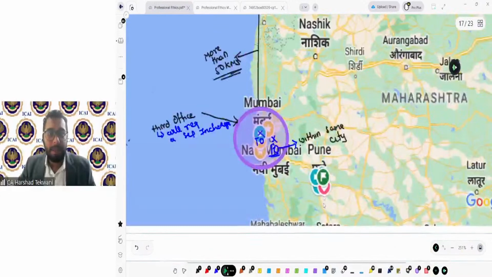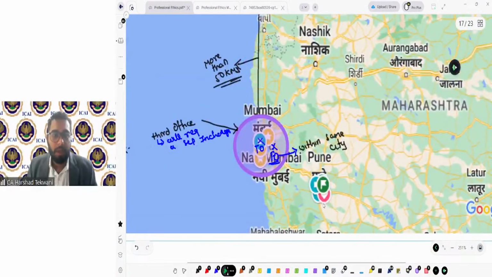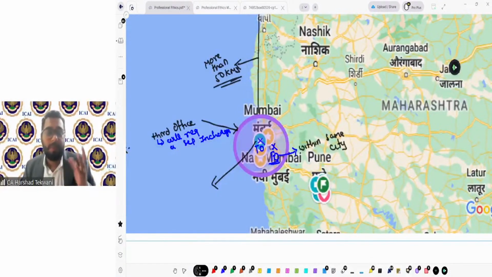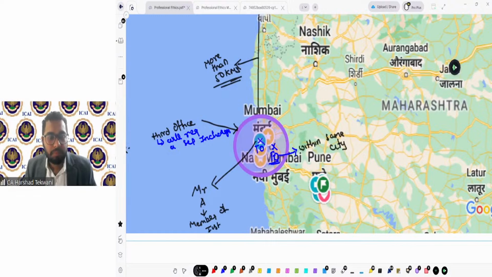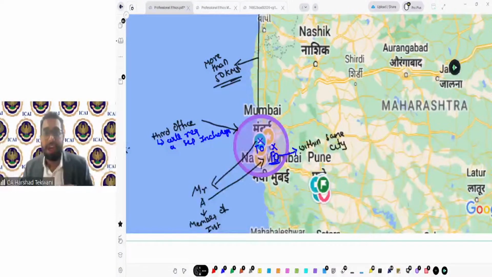Now let's say, for example, the third office is under the in-chargeship of Mr. A, who should be a member of the institute. Now I can make Mr. A in charge of the fourth office, because for him, the third office will be the first office and this will be the second office.